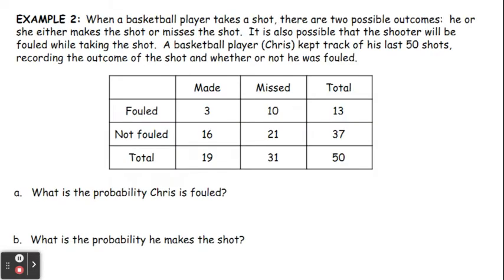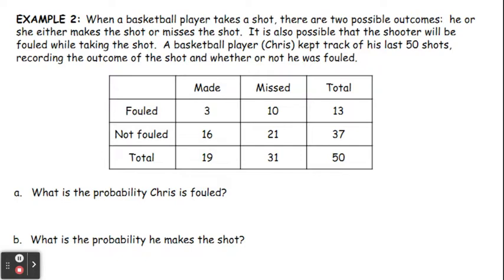All right, here's example number 2. When a basketball player takes a shot, there are 2 possible outcomes. He or she either makes the shot or they miss it. It's also possible that the shooter will be fouled while taking the shot. So we're going to look at a basketball player named Chris who kept track of his last 50 shots and recorded the outcomes of each shot and whether or not he was fouled.